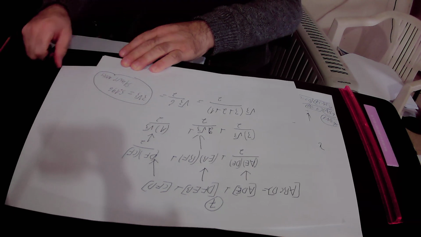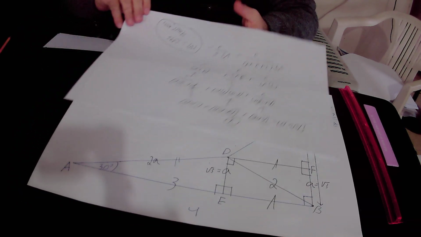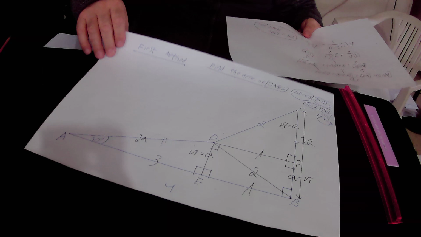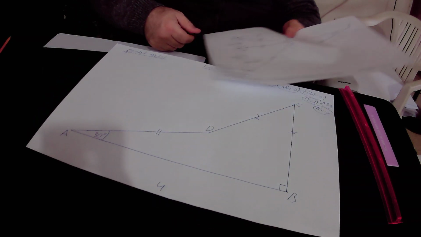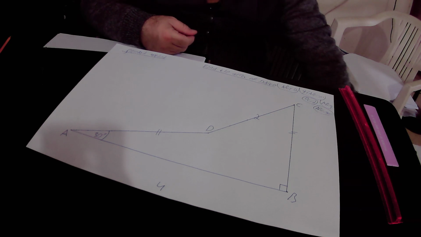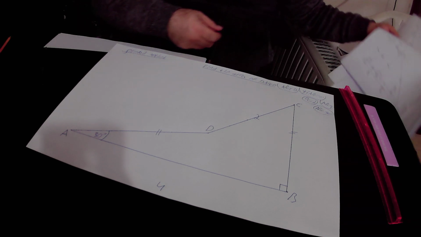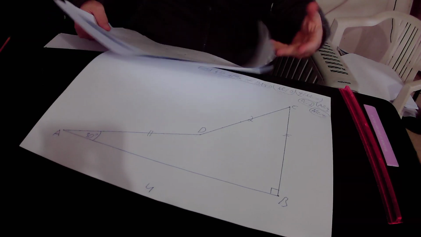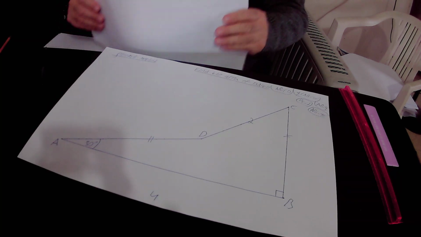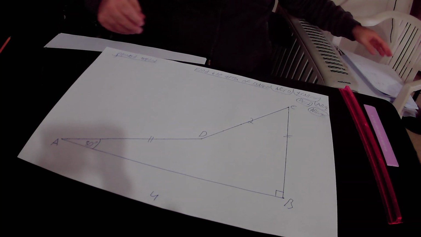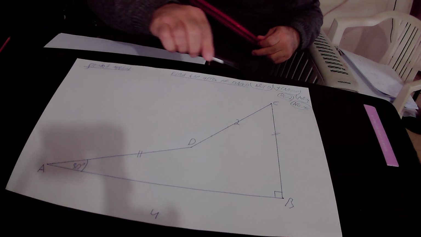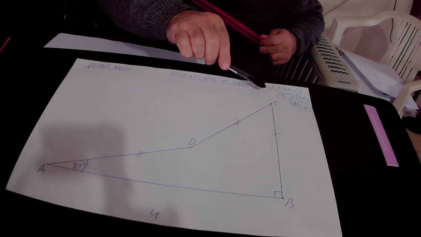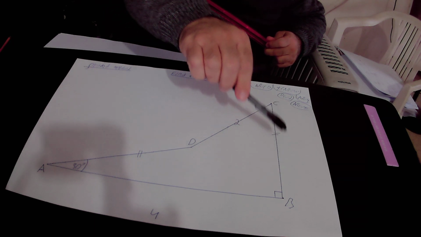In the next step I will present to you how to find the area of quadrilateral ABCD using the second method. In the second method we will do another construction. From point C we will draw a perpendicular to BC.